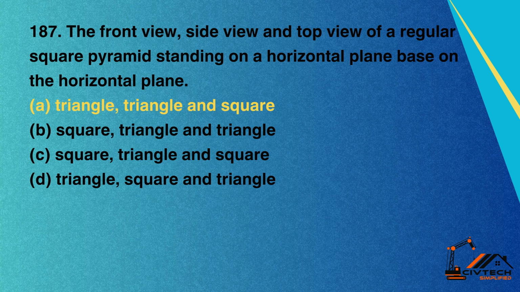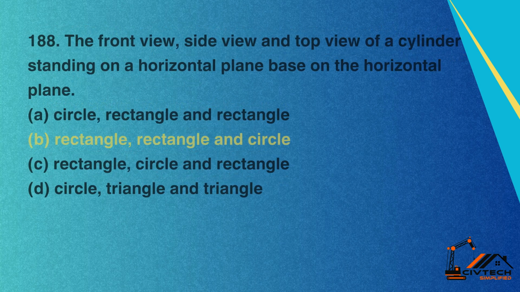187. The front view, side view, and top view of a regular square pyramid standing on a horizontal plane, base on the horizontal plane. A. Triangle, triangle, and square. B. Square, triangle, and triangle. C. Square, triangle, and square. D. Triangle, square, and triangle. Correct option: A, triangle, triangle, and square.